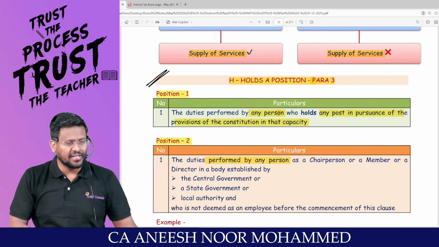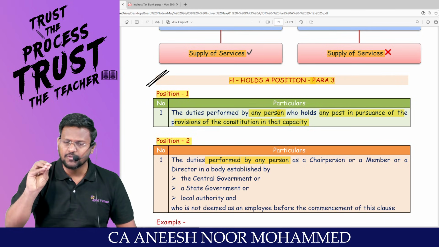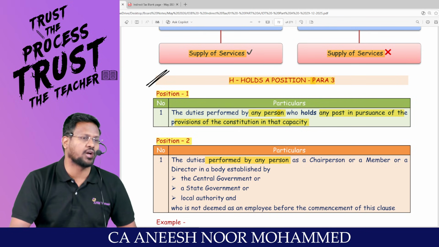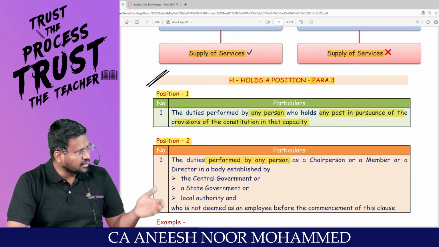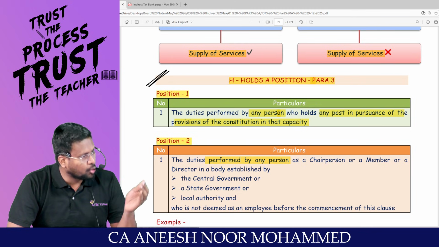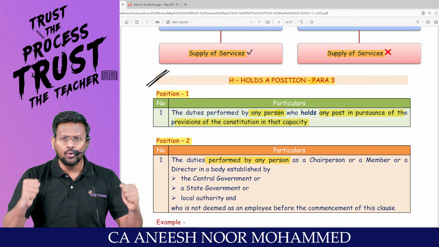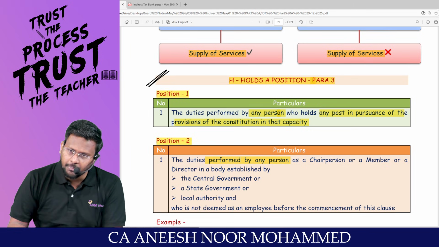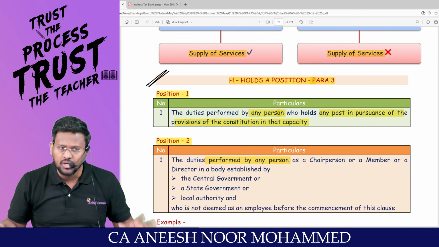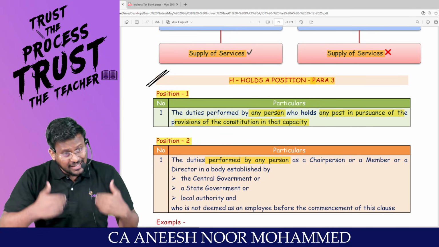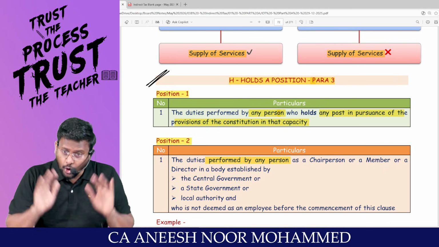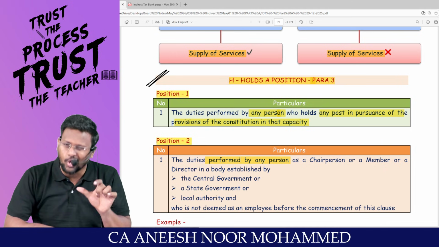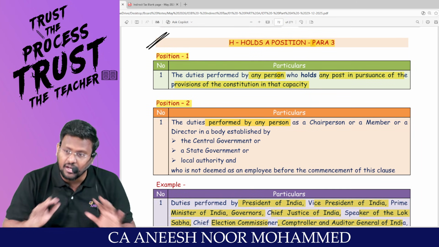In para 3, they said that if you are providing service in the 5 boards, it is neither supply of goods nor supply of services. Even certain people will not fall in the 5 boards also, such as people who are holding a position because of the Constitution of India. Even those people's service also is neither supply of goods nor supply of services. Even certain people will not fall in the Constitution of India clause also. So they come up with a final clause.